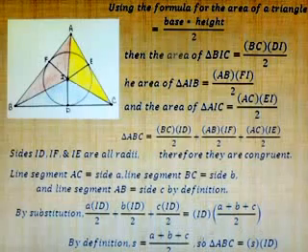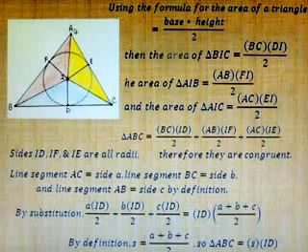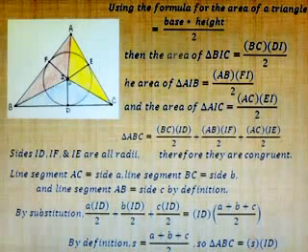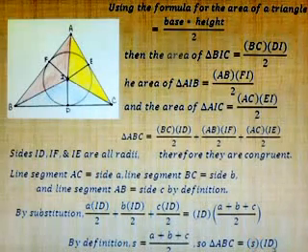So if we really wanted to find the area of triangle ABC, we would just need to know the semi-perimeter of this triangle times the radius of this circle. So semi-perimeter times ID will give us the area.